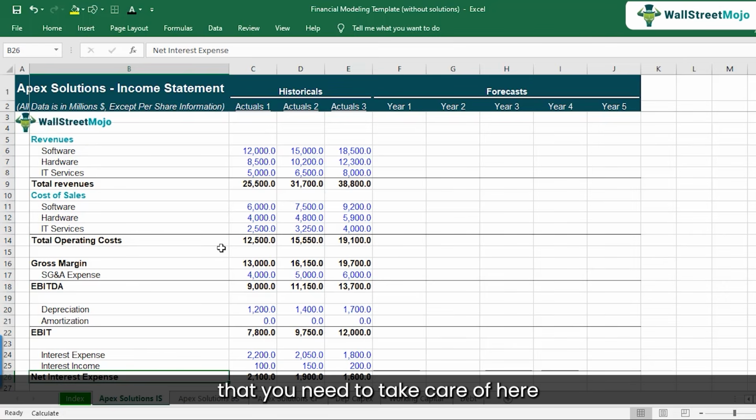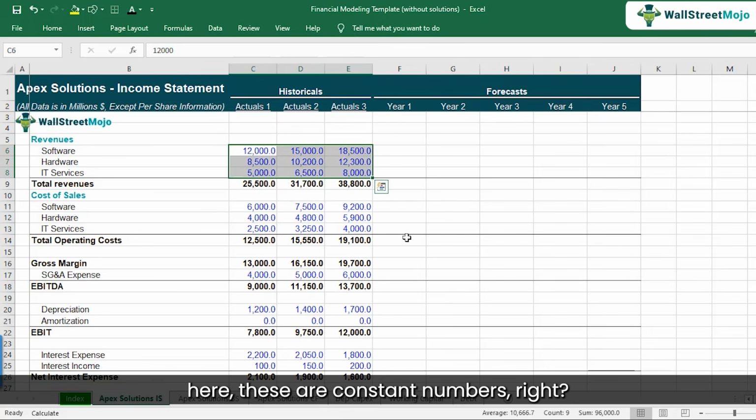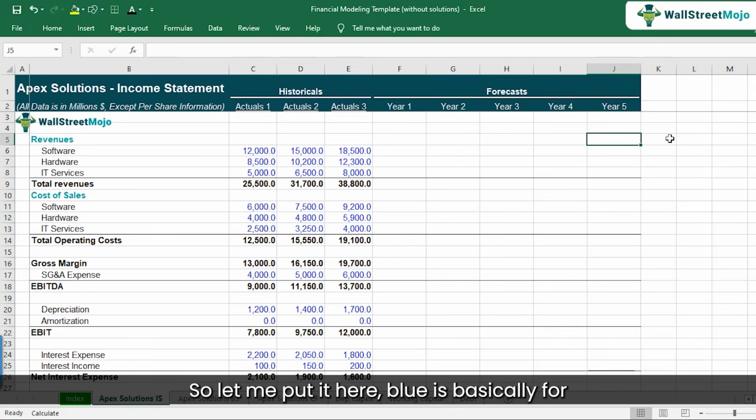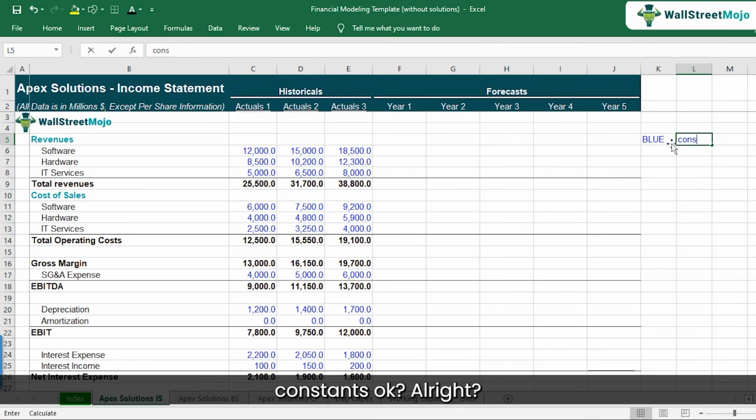Another thing that you need to take care of here is the color coding or the formatting part. When we look at these numbers here, these are constant numbers, right? These are actual factual data, historical data. So this has to be color coded in blue. So let me put it here. Blue is basically for constants, okay?